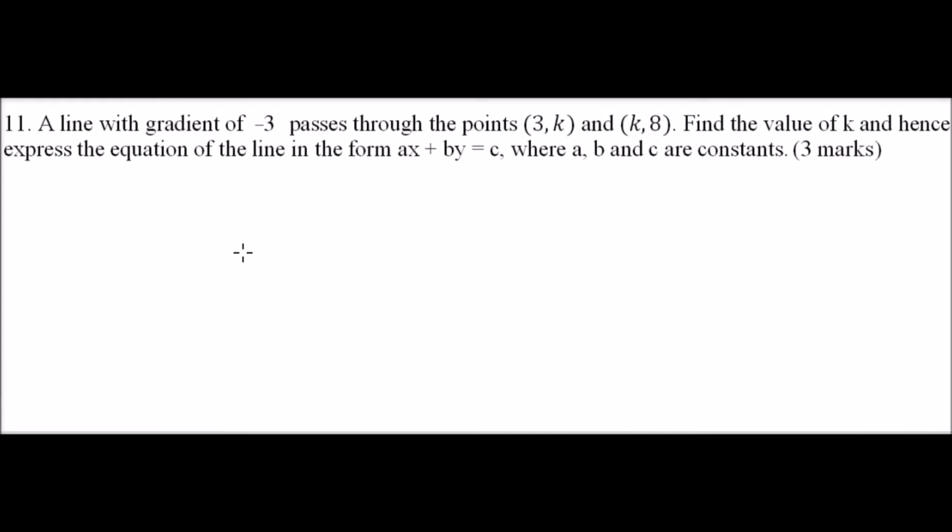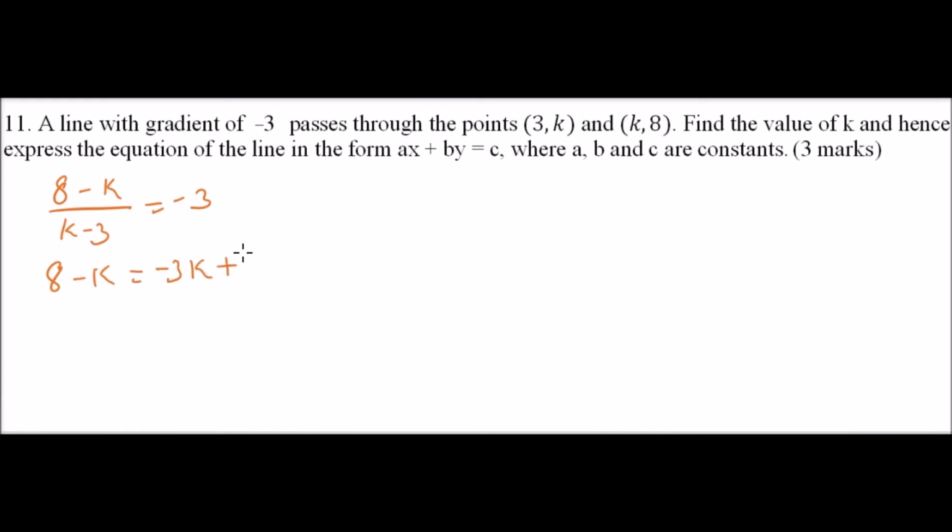So to answer this question, first of all, you are tested whether you know how to get the gradient given 2 points. So we can use the points (k, 8) and (3, k) to equate to our gradient. So we have 8 minus k, and then we have k minus 3. That should give you minus 3. When you cross multiply, you get 8 minus k is equal to minus 3k.